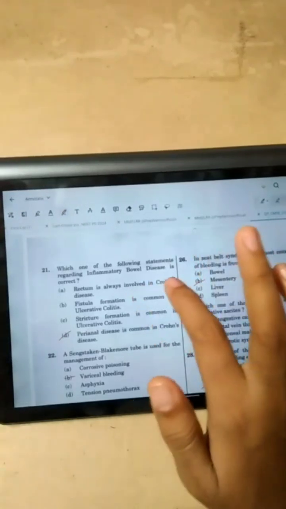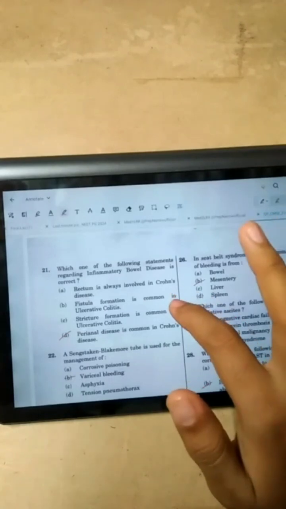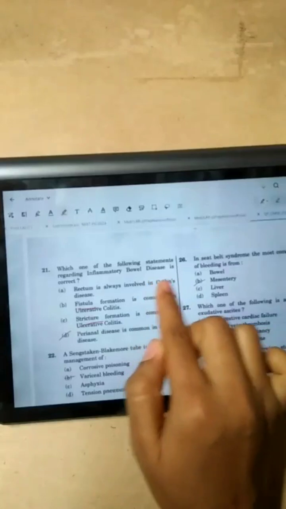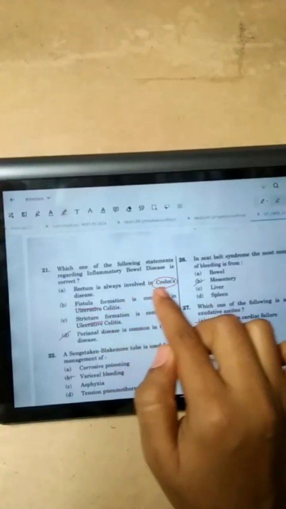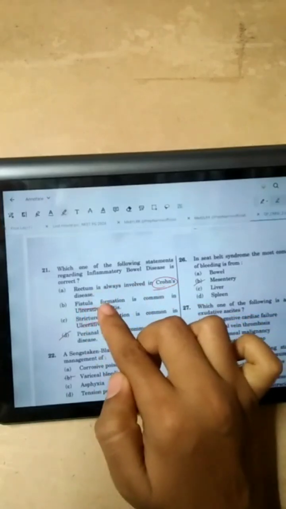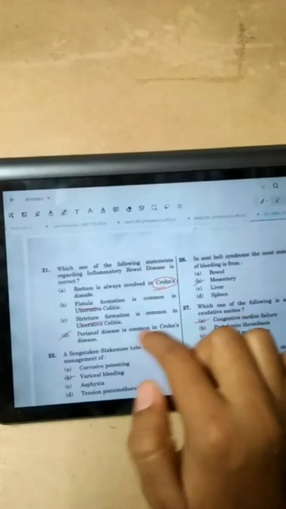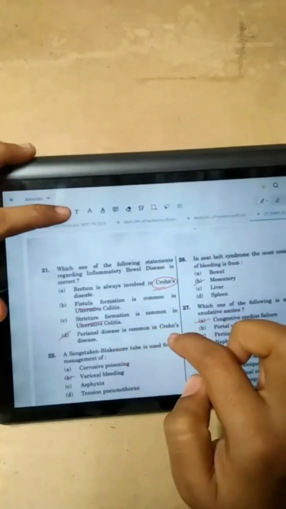Which of the following statements regarding inflammatory bowel diseases is correct? Fissures and fistulas are more common with Crohn's disease, not with ulcerative colitis. So both are gone. And ulcerative colitis is most common with the rectum, not Crohn's. So by ruling out options, perianal disease is most common with Crohn's.